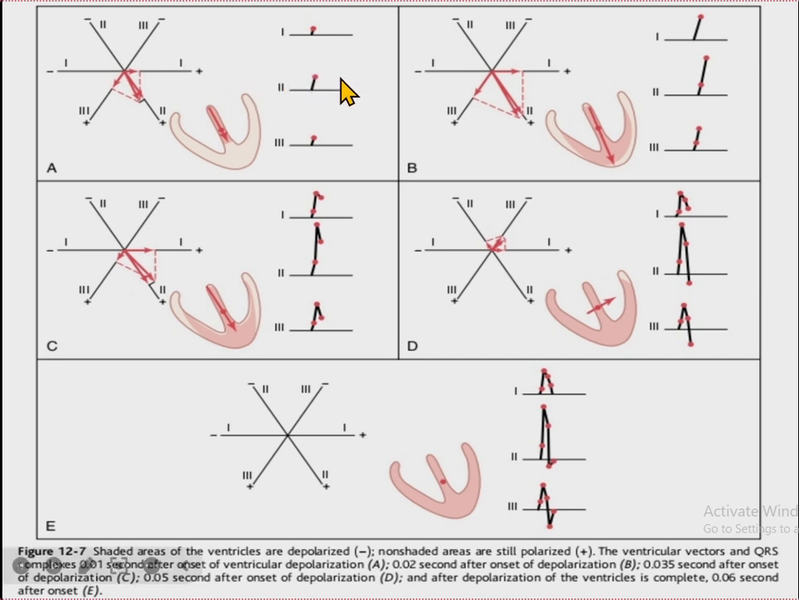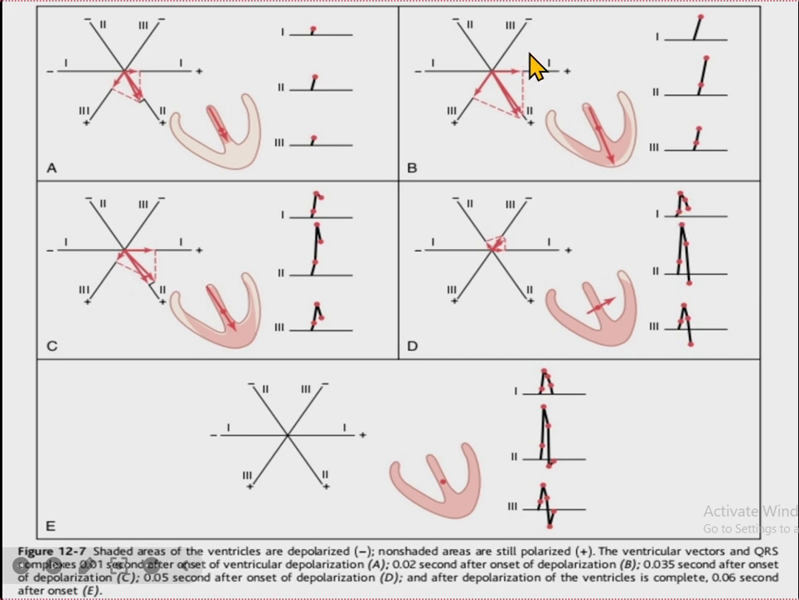The amplitude in lead 2 is greater than lead 1 and lead 3. Why? The mean vector is closest to lead 2. It is almost moving in the same direction. Therefore, lead 2 receives most of the voltage, more than what lead 1 and lead 3 receive. That is why its voltage is higher.